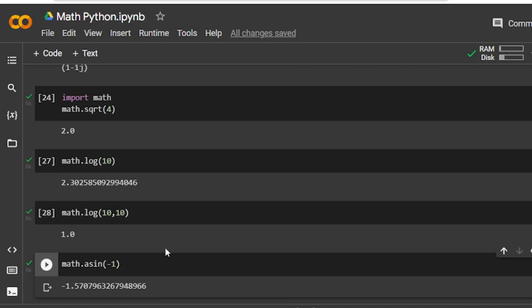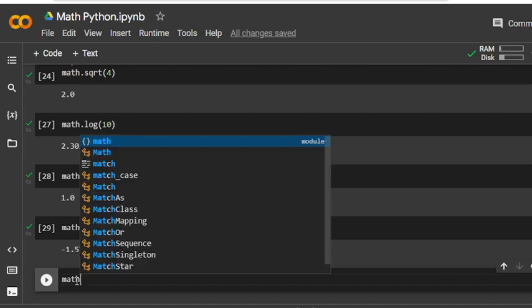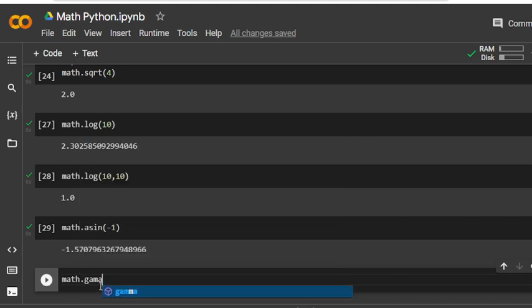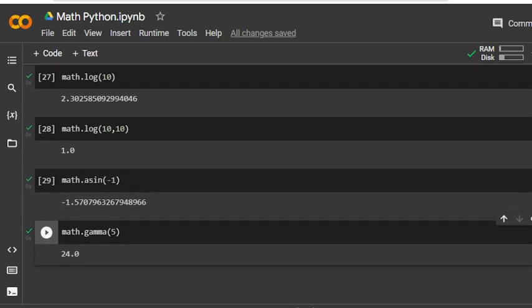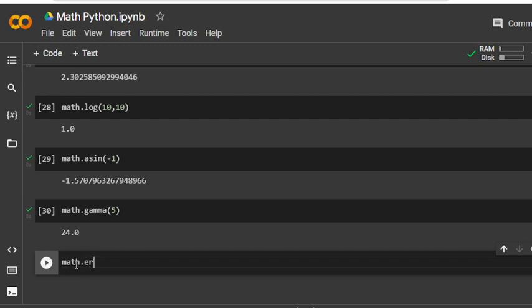Like this, if I write math dot gamma, inside 5, I get the gamma function within a second. Similarly, the error function is defined as math dot erf, like 2.